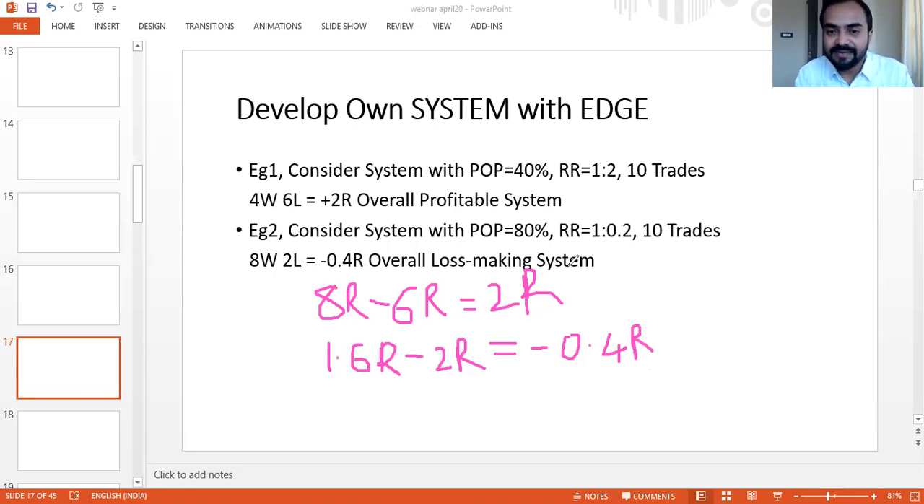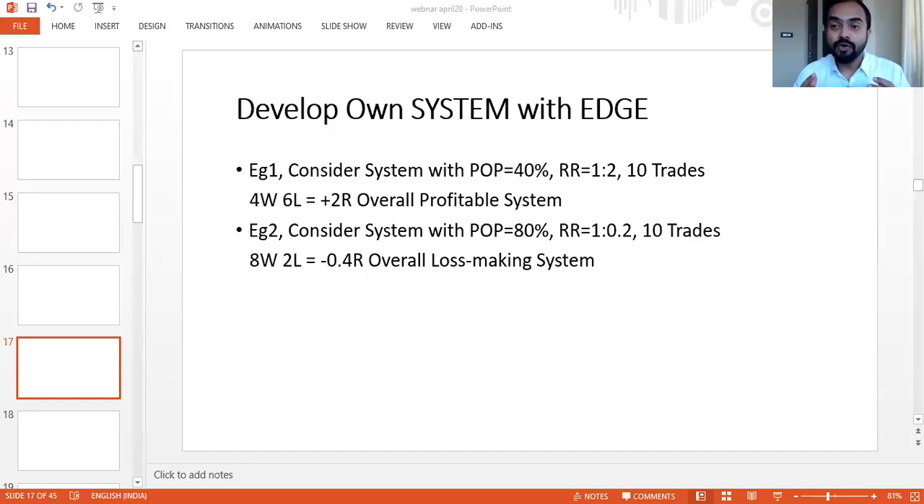So as you can see here, my probability of profit is very high, 80%. Still I am in loss. Why? Because my risk reward is not proper. My risk reward is very poor. So therefore, both the things should be in balance. Your probability of profit should be around 50% or even more, and your risk reward should also be proper. At least it should be better than 1:1. If it is 1:2, well and good. So this is how it should be.